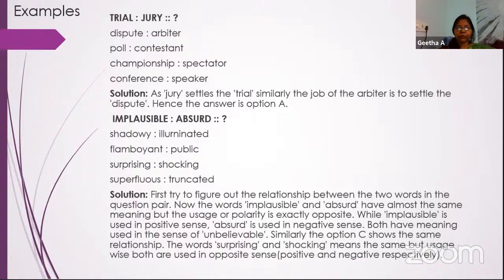When you look into the other sets of words given, a jury settles the trial. Similarly, the job of the arbiter is to settle the dispute. So we have to go with A, right? The other things don't go with the relationship given in the question. So we'll have to go with the arbiter and dispute. That's how we need to find out the answer.